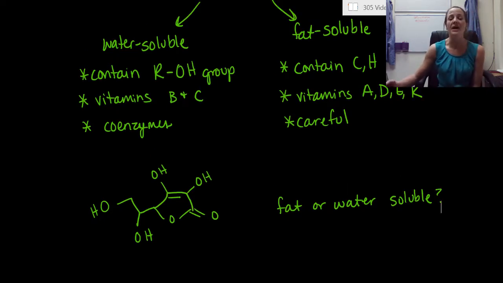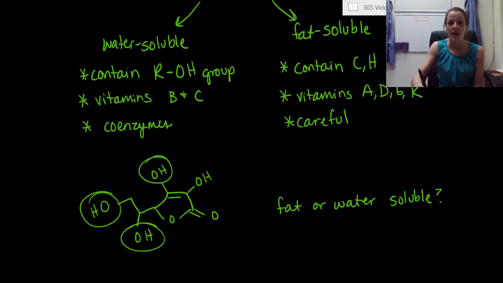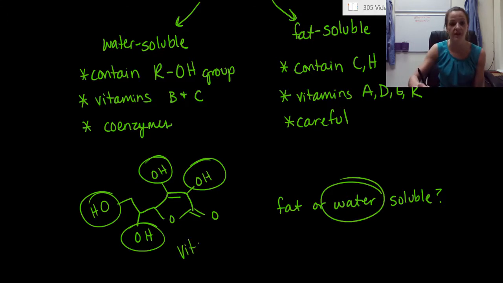All right, did you get an answer? Hopefully you did, and what I would hope for you to be able to do is look at this structure and automatically see 1, 2, 3, and 4 alcohol groups. So right away you should be saying this has a lot of alcohol groups. This is very, very likely to be water soluble, and it definitely is. This structure is actually vitamin C.